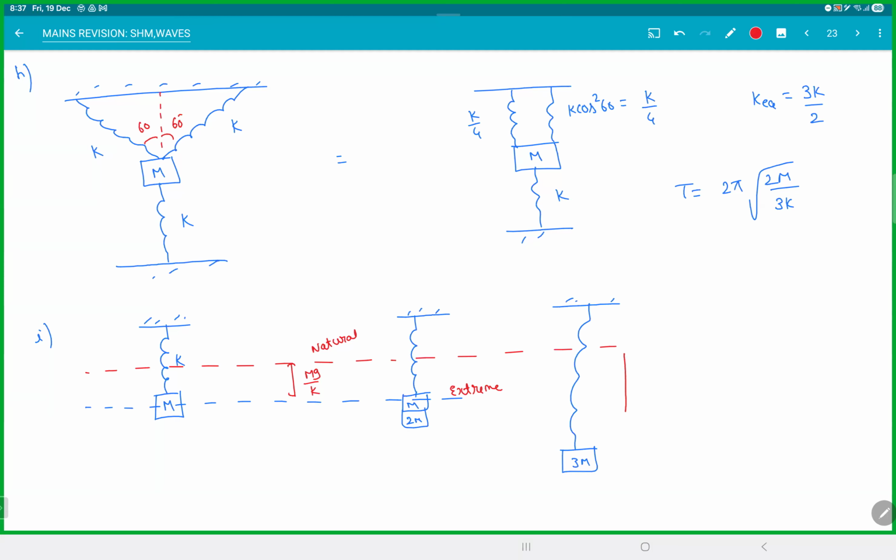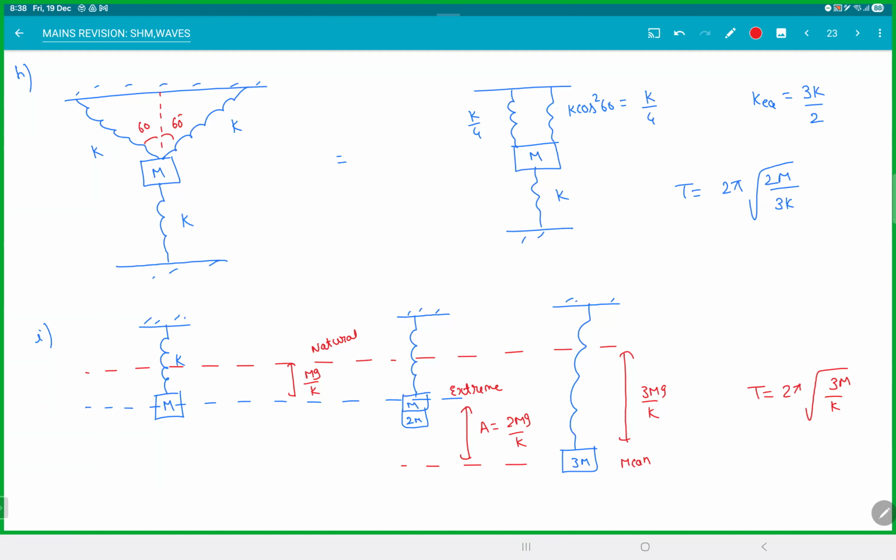Mean position is the point where the net force is 0. This will be 3mg by k. This is your mean. The distance between the mean and the extreme position is your amplitude, which is 2mg by k. And the time period will become 2 pi root over 3m by k.